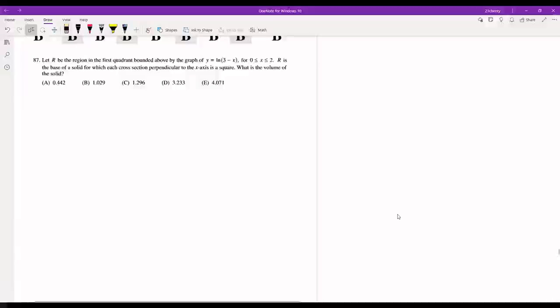So this is the volume of a solid with a known cross-section, I think that's what they call it. Basically, we have to keep in mind what the cross-section is. It's a square in this case, which is probably one of the easier ones. I'm just going to sketch the graph to make this easier to understand. It's in the first quadrant, bounded by the graph of y equals ln of 3 minus x, which looks something like this.